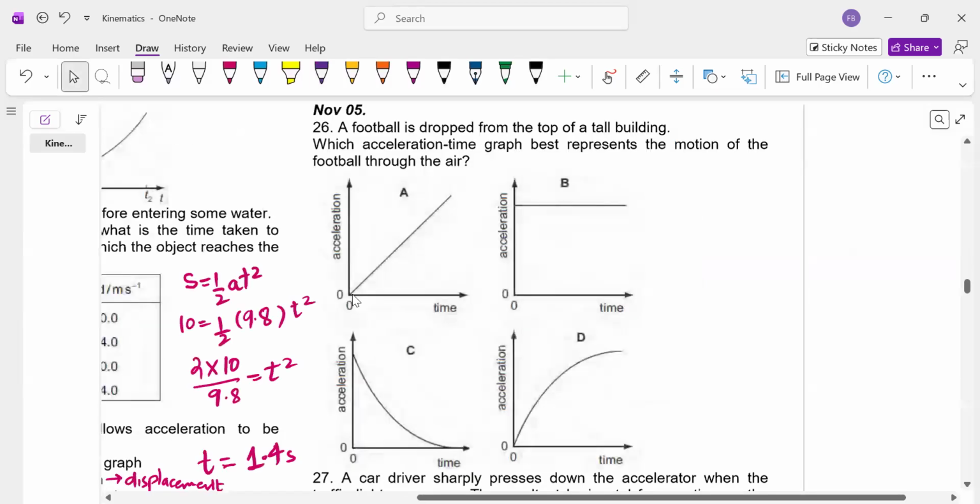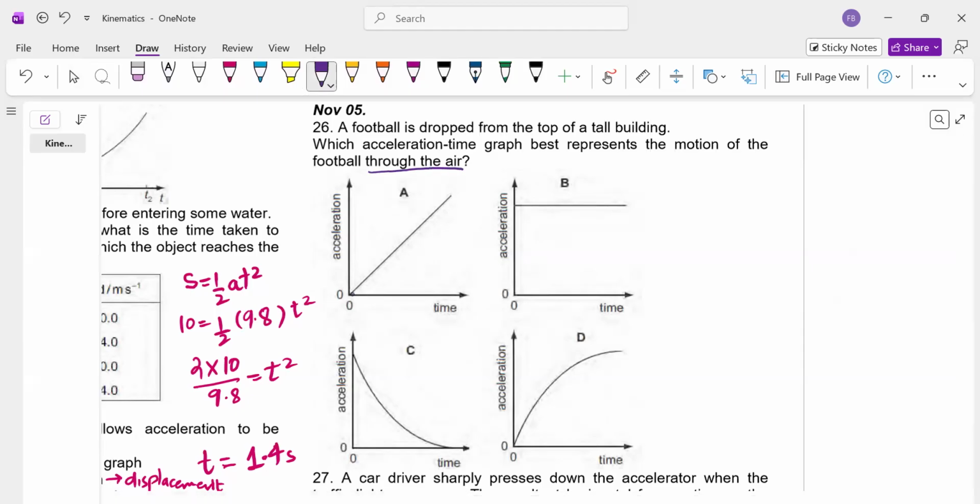A football is dropped from the top of a tall building. Which acceleration time graph best represents the motion of the football through the air? They didn't say anything about air resistance, but they have mentioned through the air. It means there is air resistance present. Okay, so it's C.